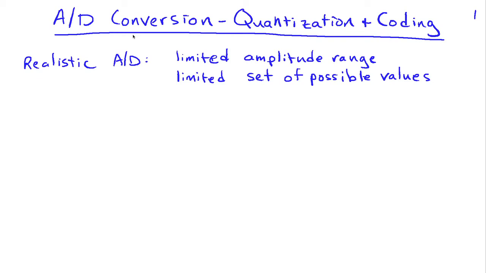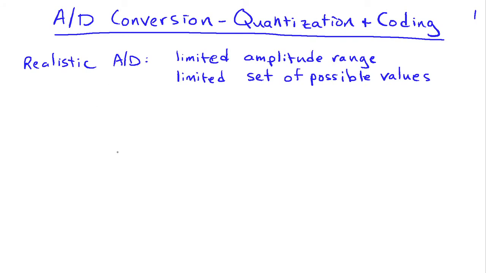The other thing about a realistic A to D is that it has a limited set of possible output values. And this is because we represent numbers that are being captured by the A to D in binary format so that we can get them in a computer. And if we have a limited number of bits, then there's a limited number of values that we can represent. So there's some sort of rounding or quantization that takes place.